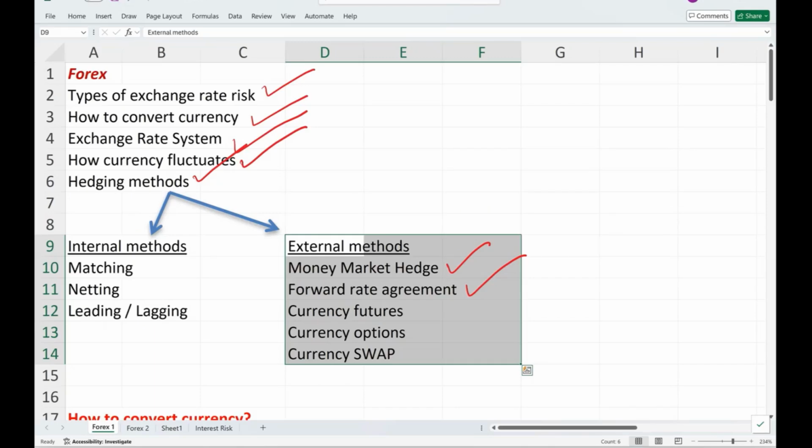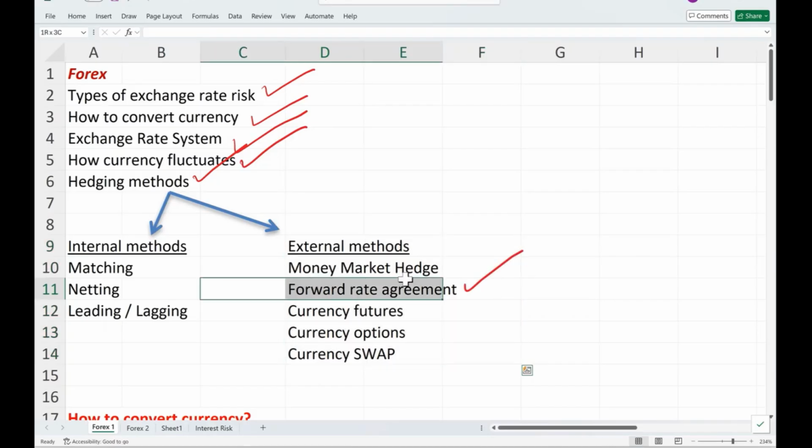Okay, let's talk about some external hedging methods, and I will start with, first of all, FRA, forward rate agreement. It's one of the traditional approaches to hedge your transaction risk. Forward rate agreement, what is that? You fix your rate of exchange with a bank or with an exchange.